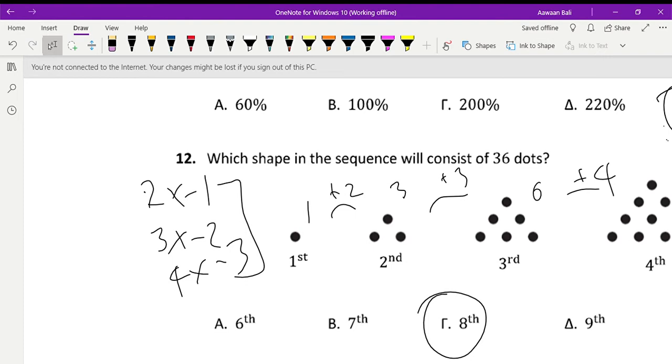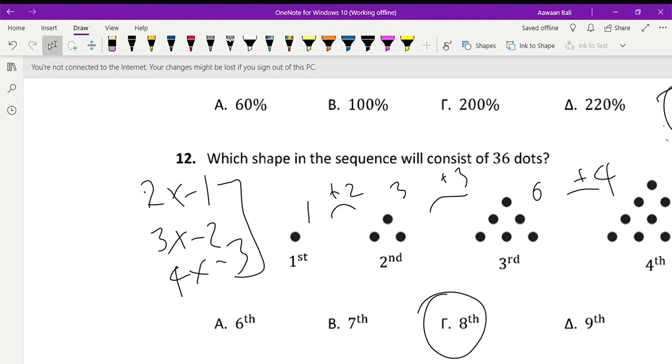4 times 2, 8, minus 3, 5. That doesn't work either. Which means that there must be a simple thing that's happening here, something that we're missing. Let's say that we started with 0.